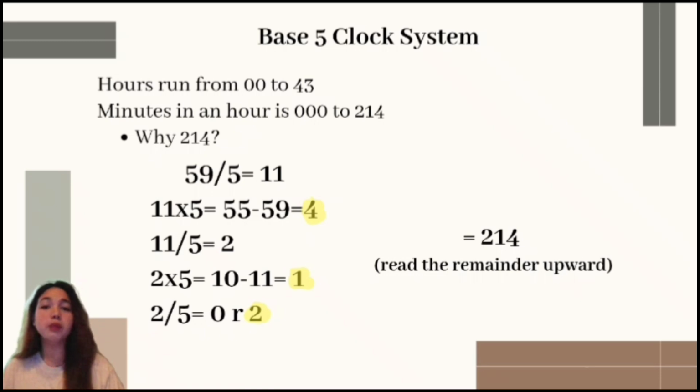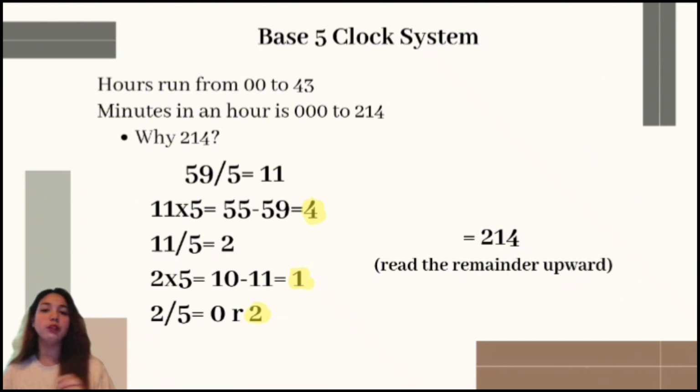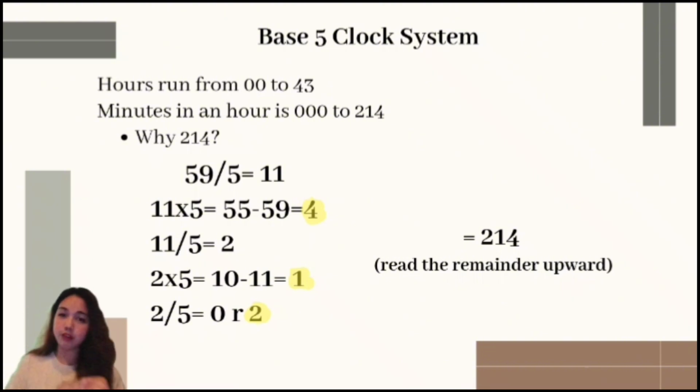Just another info, we will not be using a normal division, but we will be using integer division. 59 divided by 5 is equal to 11. We will have to multiply it by our own base, the base 5. So 11 times 5 will be 55, and we will have to subtract it from 59. So 59 minus 55 is equal to 4. Always remember that we will only be getting the remainder.